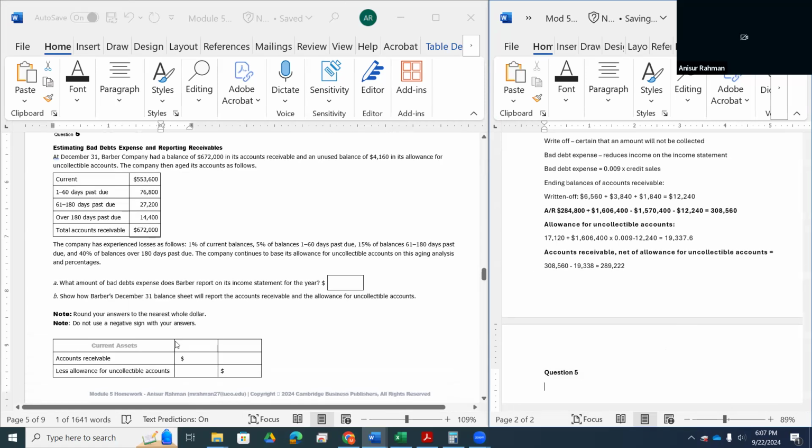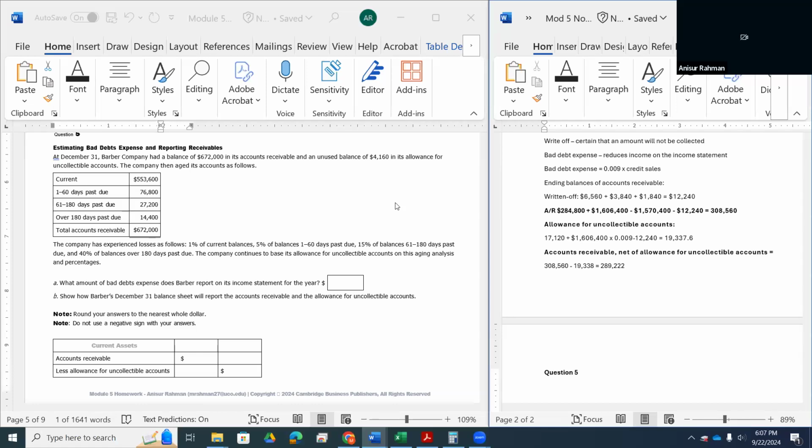So in question 5, what we have here: at December 31, Barber Company had a balance of $672,000 in its accounts receivable and an unused balance of $4,160 in its allowance for uncollectible accounts. So what that basically means, unused balance, is, remember when a company makes credit sales, it estimates how much of that amount of credit sales it will not be able to collect. That is reflected as allowance for uncollectible accounts.